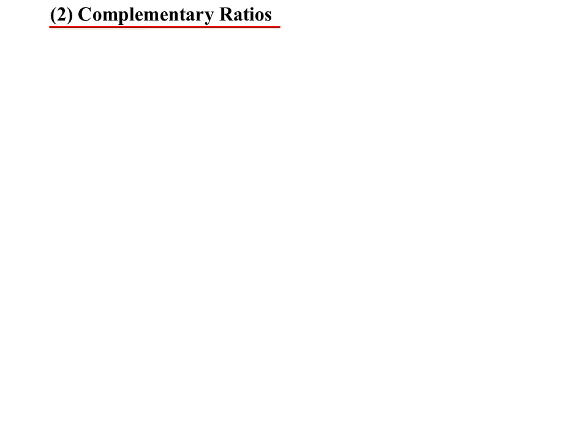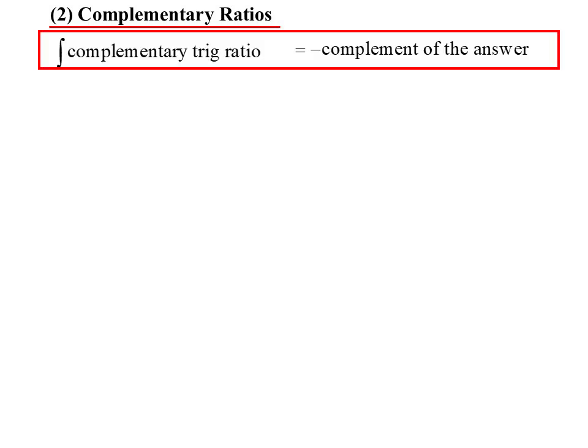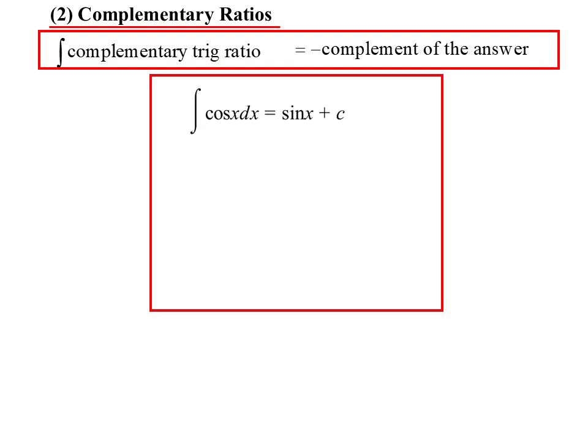Now let's talk about complementary ratios then. The general idea is this: if you have to integrate a complementary trig ratio, then its answer will be minus the complement of the answer of the original function that wasn't the complement. So the complementary to sine is cosine. We know that when we integrated sine, we got minus cosine. So the answer to this one will be minus the complement. Minus, minus, and the complement of cos is sine. Now I'm not suggesting you remember that this way, but that pattern happens for all of them.